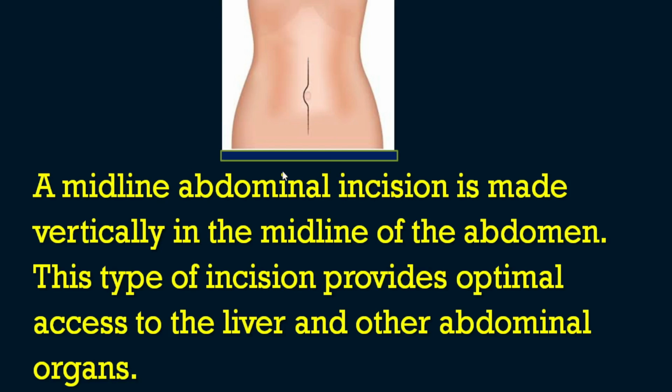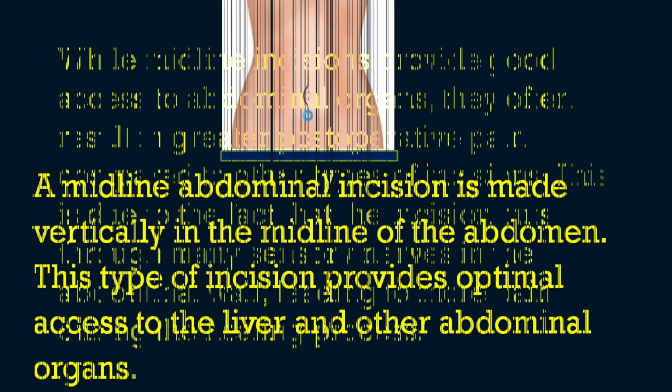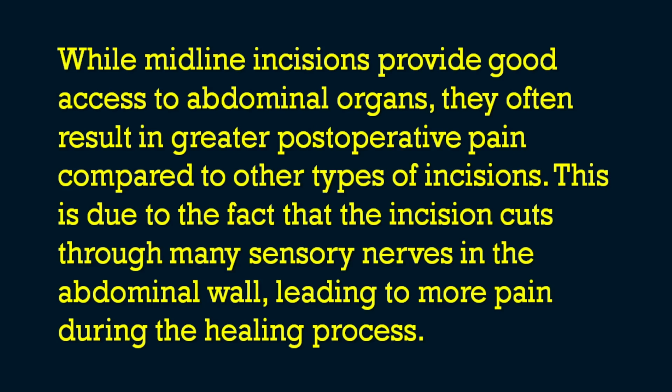Midline abdominal incision is made vertically in the midline of the abdomen, and this type of incision provides optimal access to the liver and other abdominal organs. Some other important information: while midline incisions provide good access to the abdominal organs, they often result in greater post-operative pain compared to other types of incisions.